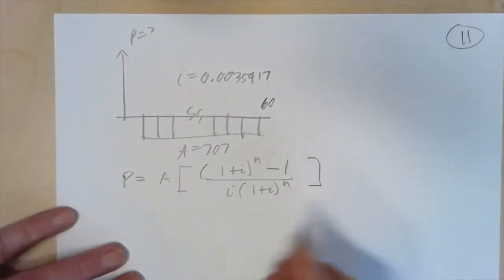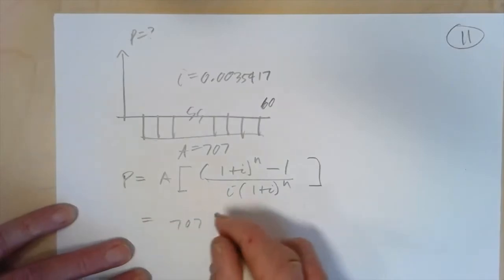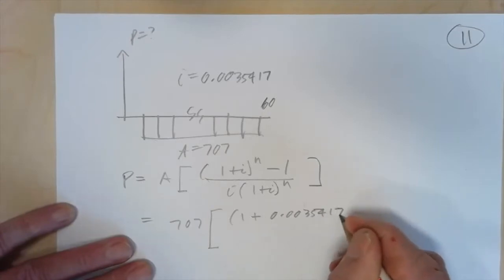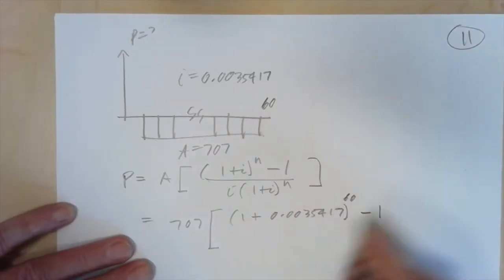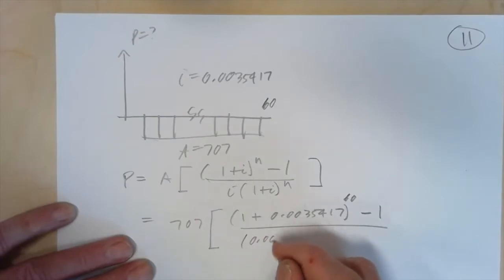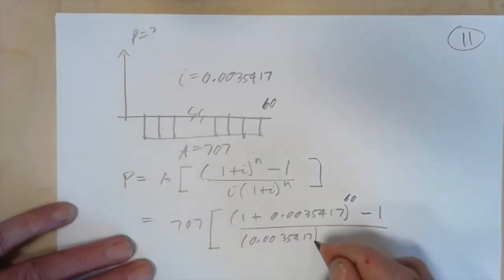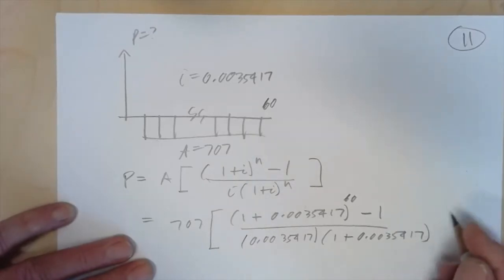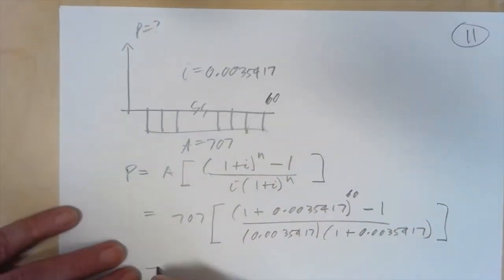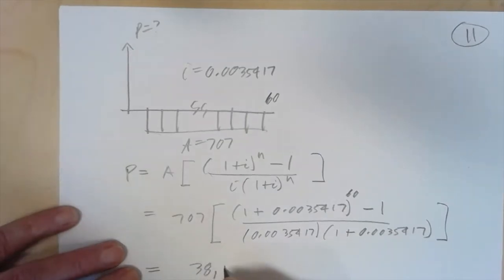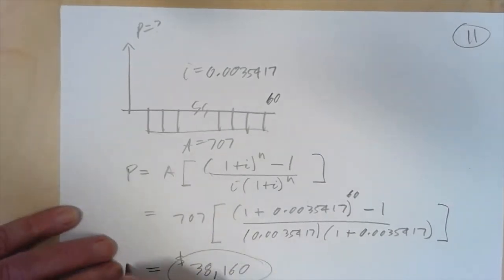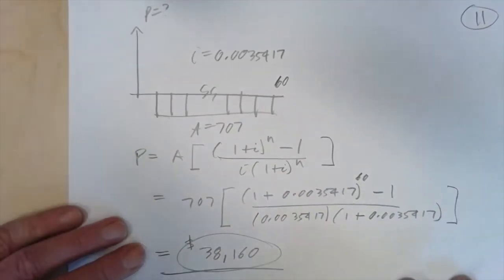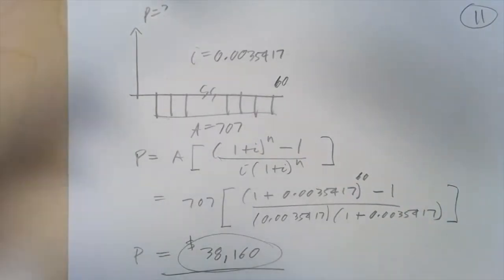All right, so this is equal to 707 times ((1 plus 0.003517) to the 60th power minus 1) over (0.003517 times (1 plus 0.003517) to the 60th power). I'm going to spare you all the gruesome details of calculating that. And ladies and gentlemen, what that means is this. My wife and I now owe the bank $38,160 on that loan. The loan was originally $120,000 about 10 years ago.